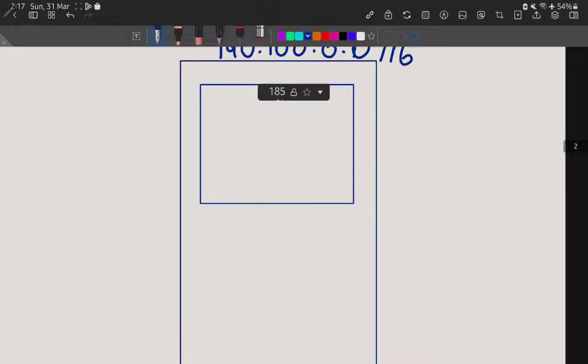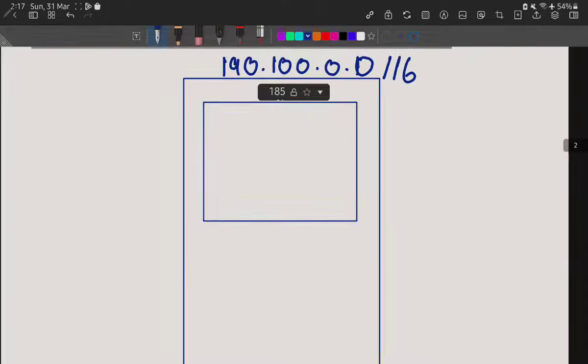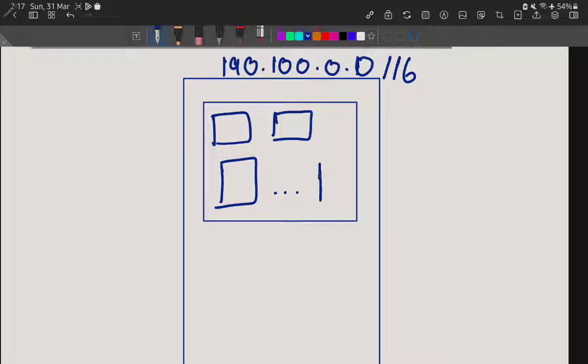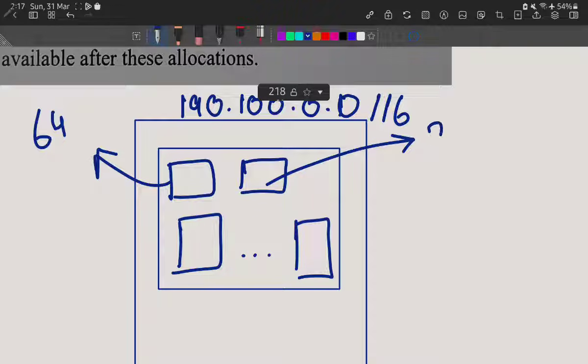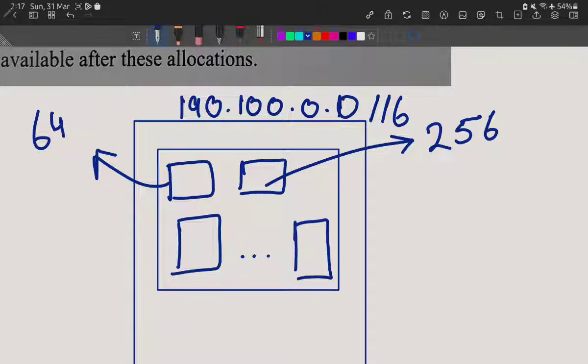Within group 1, how many customers do we have? We have 64 customers. So let's draw 64 customers. And inside each customer, or let's say inside each subnet, because each customer would need his own subnet, we're going to have 256 addresses.